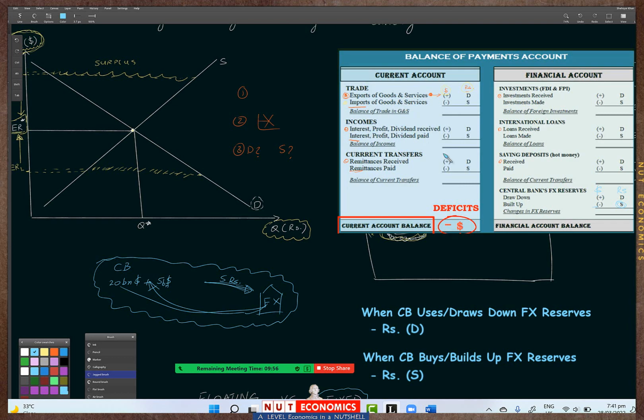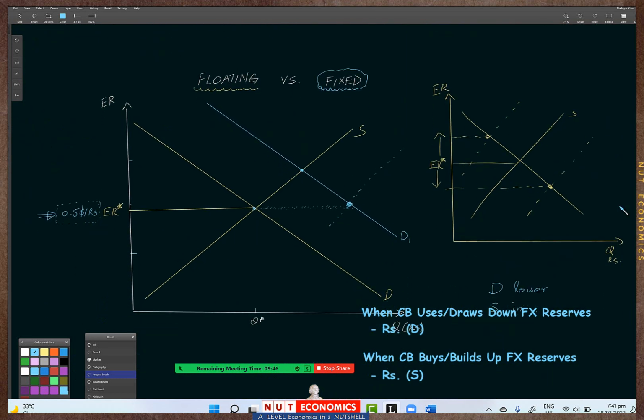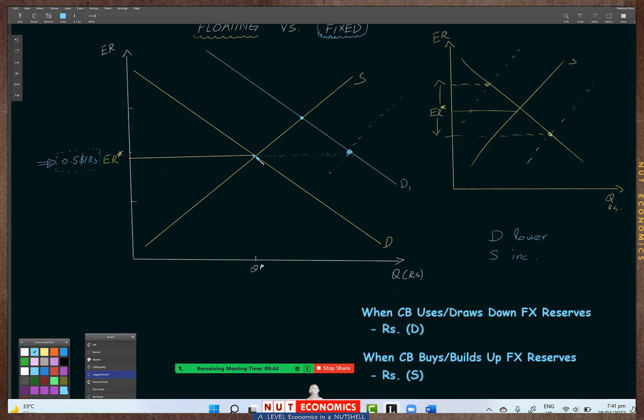Why is this important? Because once you are clear about, okay, drawdown of reserves will create demand for rupee and build up of reserves will create supply of rupees, now come back to this question. You were at this equilibrium, exchange rate of ER star. Your demand for currency has increased. That is putting pressure on your exchange rate to appreciate. You don't want it to appreciate. You want to keep it fixed. So what you do, you create artificial supply of rupee, increase your supply, push it back to the right so that you come back to this equilibrium.